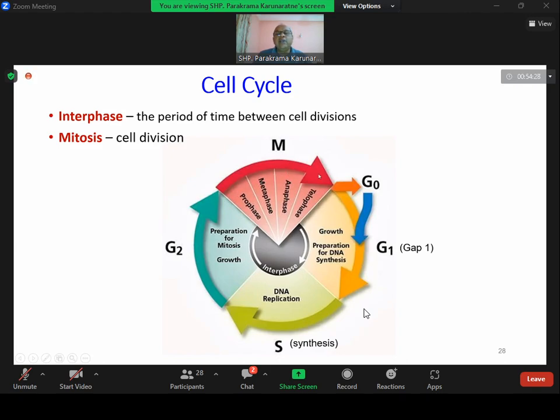Then cell division occurs. Again, the new cell comes and goes like this, and at the end, that cell also goes to the division period. And again, the new cell comes, goes through this and enters division again. This is called the cell cycle.